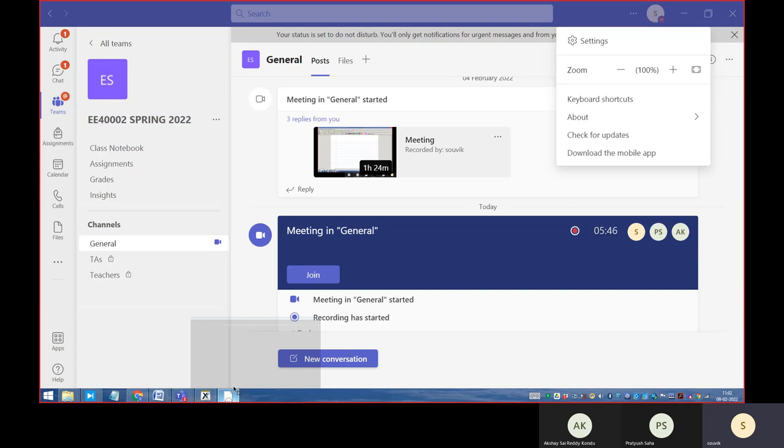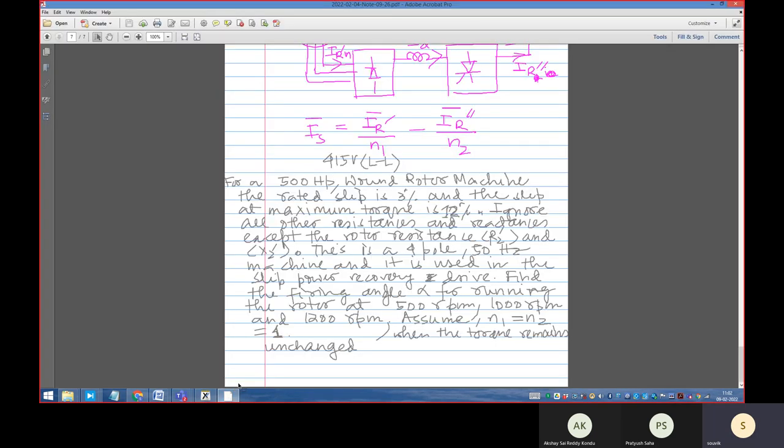Okay, so let us try to solve the problem that I gave in the last class. So let us read the problem first. For a 500 horsepower, 415 volt line to line wound rotor induction machine, the rated slip is 3%, and the slip at maximum torque is 12%.